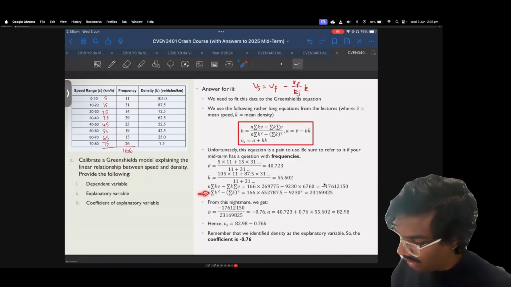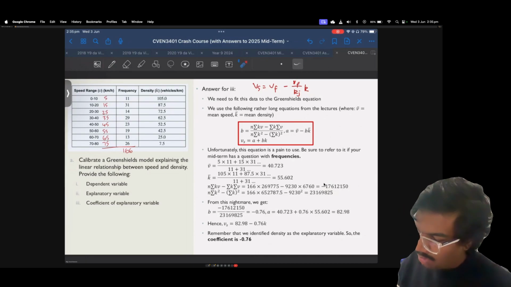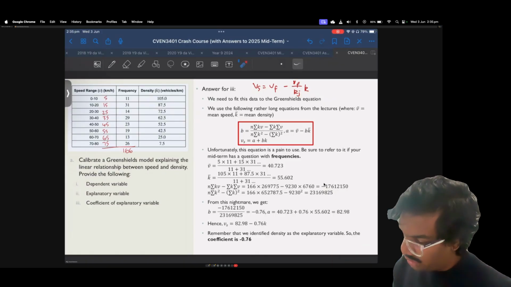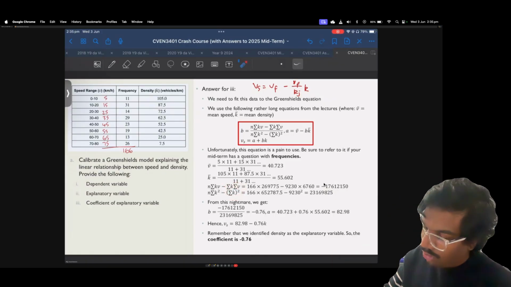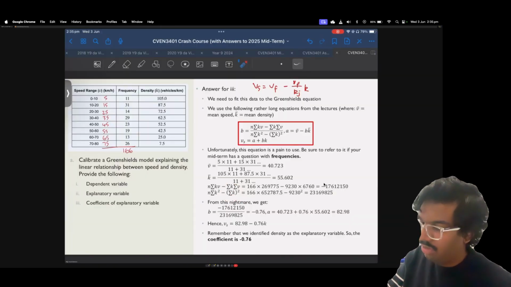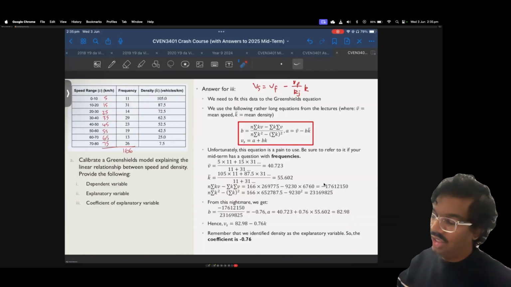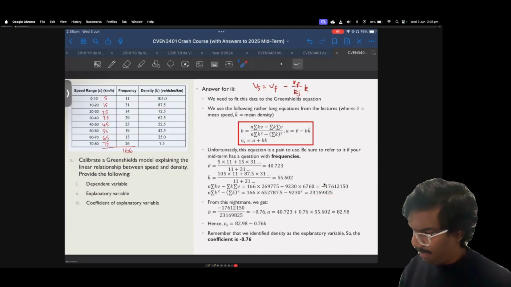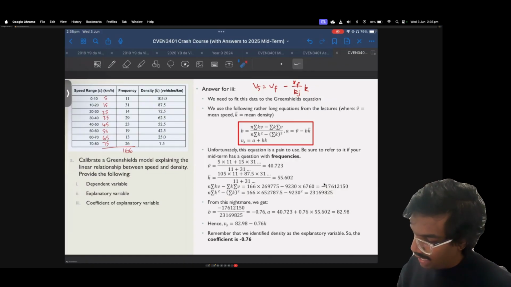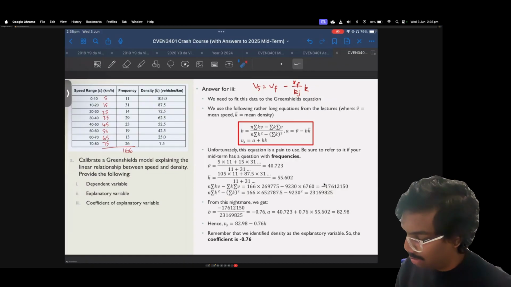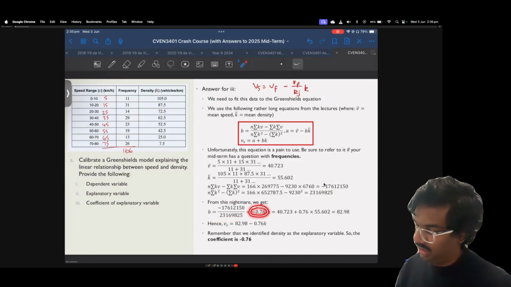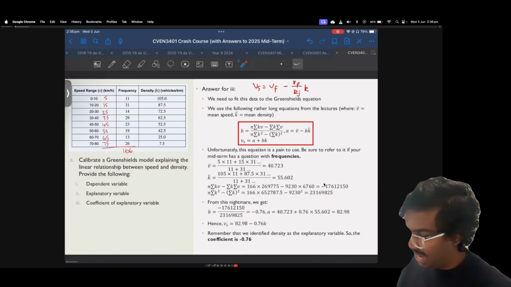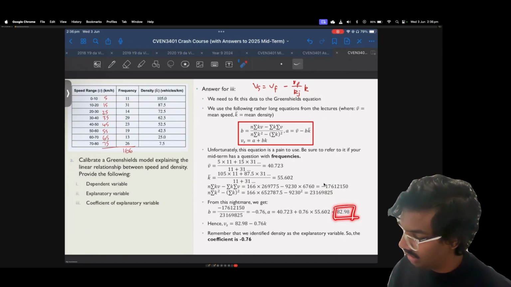The next one is a very similar thing. It's N times the sum of all the K squared: 105 squared, 87.5 squared, 72.5 squared, all summed up. Then for the other term, you add them all up, 105 plus 87.5 plus 72.5, and so on, and then square the sum. You should get 231,698.25. From this nightmare, we get B equals minus 0.76. Then A is the average of V minus B times the average of K, so you get 82.98 to be A.